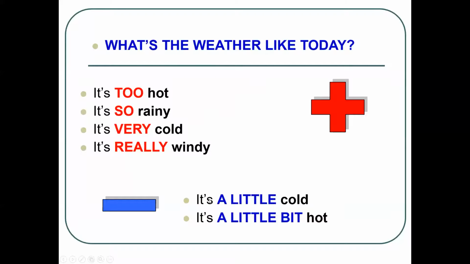You can also say, it's a little cold or a little hot. So let's practice. Repeat, it's a little cold. Repeat, it's a little hot. It's a little bit hot. So those are different ways we can say it's only a little too hot, right? It's only a little hot. It's not very hot. This is too hot, too cold.